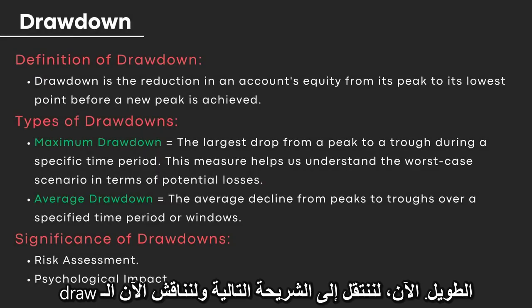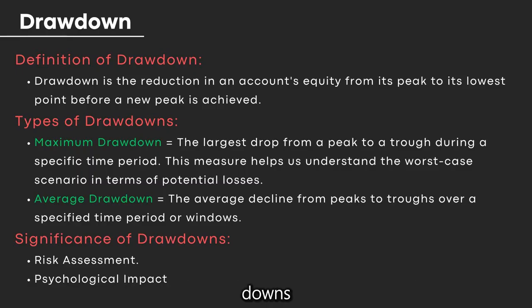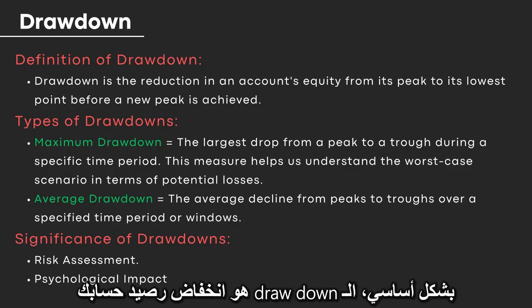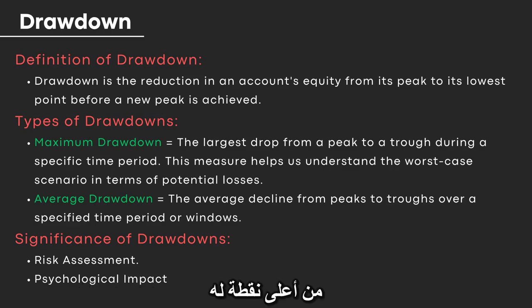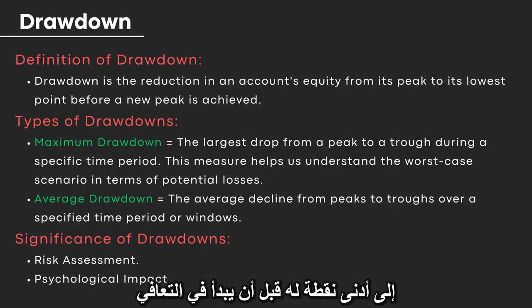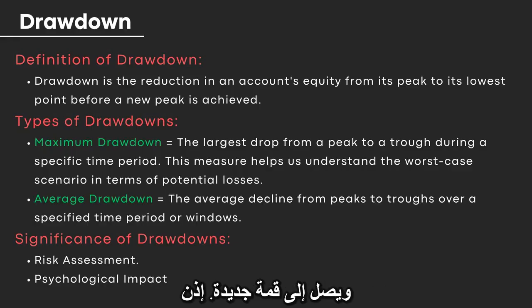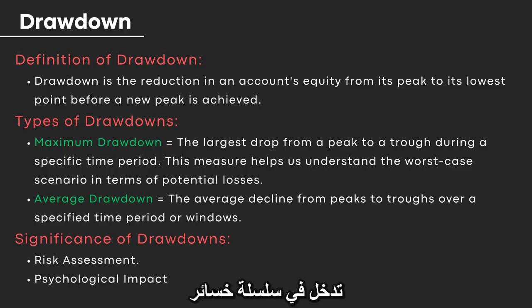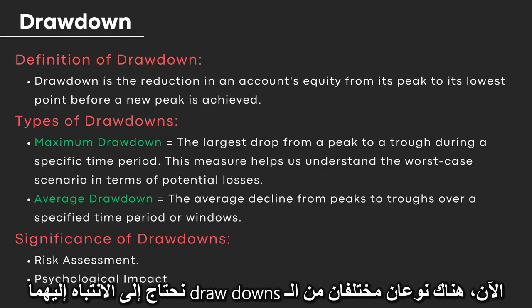Now, let's move on to the next slide and discuss drawdowns. Let's first of all break down what we mean when we talk about drawdown. A drawdown is the decline in your account's equity from its highest point down to its lowest point before it starts recovering and hits a new peak. So it's the dip in your account balance when trades don't go your way or you end up in a losing streak or a series of losses. That's what drawdown is.